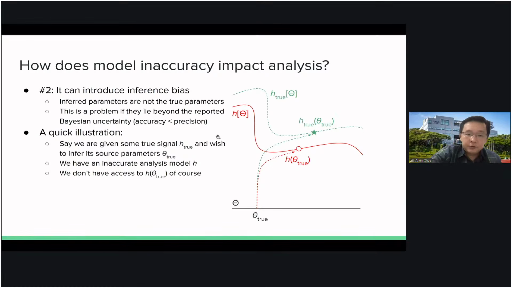We may or may not have this H true model, but what we do have is an analysis model, which for now we'll assume is inaccurate, because the whole point of this talk is model accuracy. So we have an inaccurate model H. Do we have H of theta true? Well, it's sort of indicated here, but of course we don't have access to it, because we don't know theta true. That's what we're trying to infer.